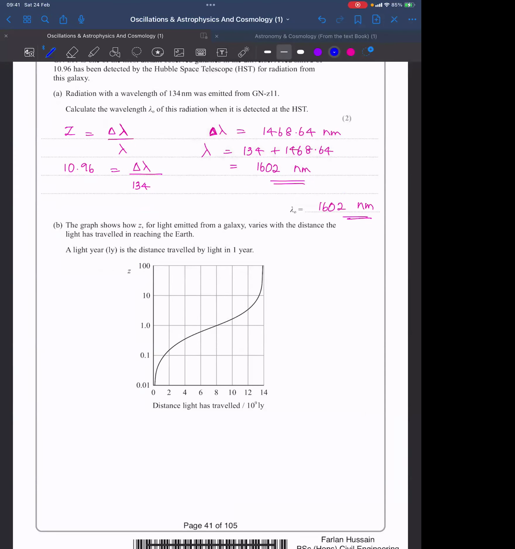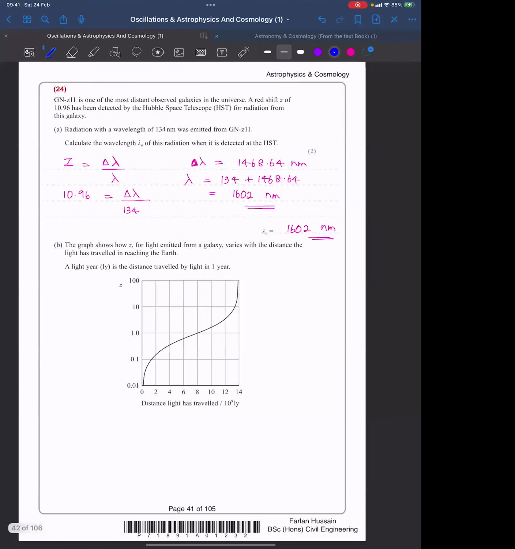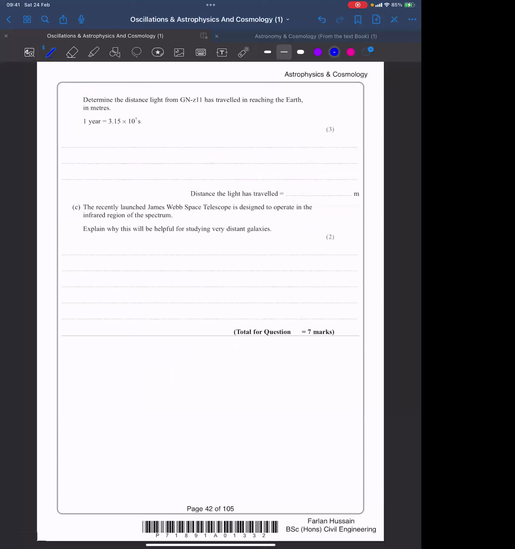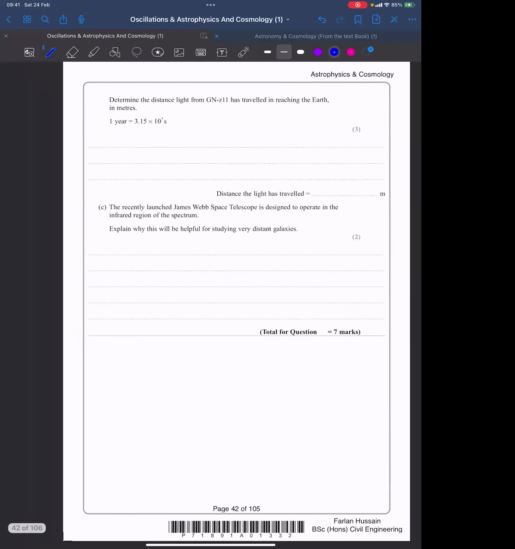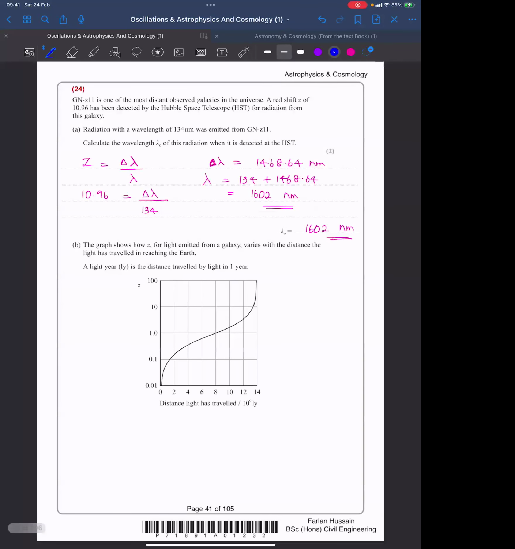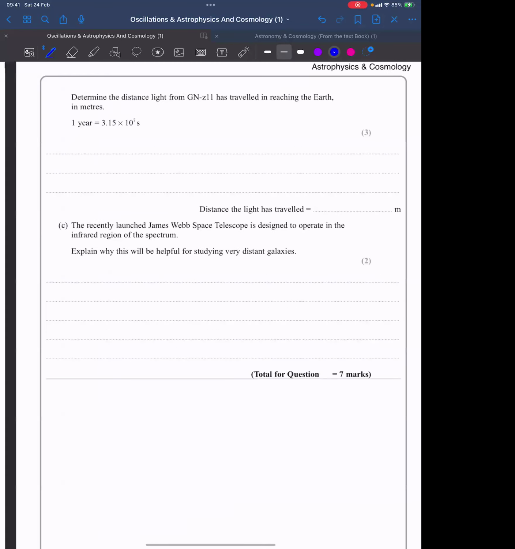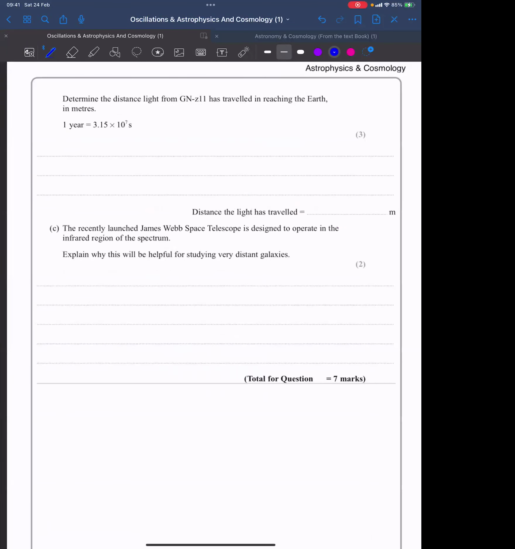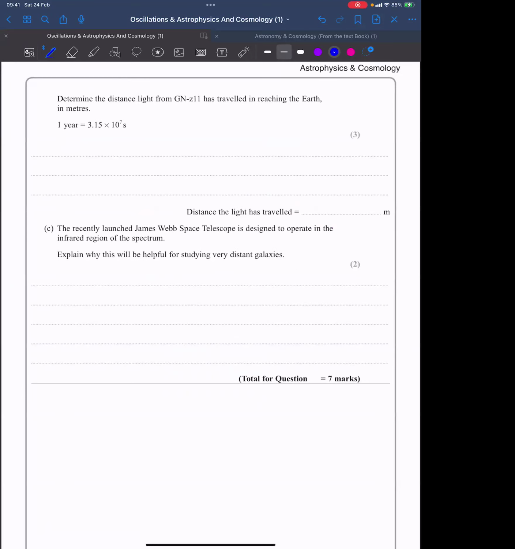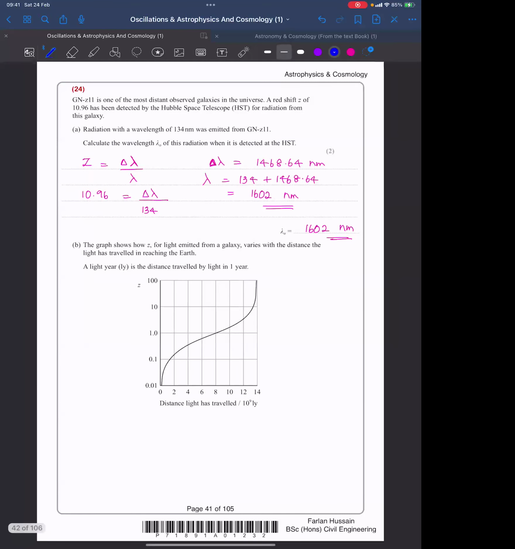A light year is the distance traveled by light in 1 year. Determine the distance from the galaxy at this Z level that the light has traveled in reaching the Earth, in meters. 1 year is 3.15 × 10⁷ seconds. That means basically determine the distance the light has traveled in reaching the Earth in meters. Okay.